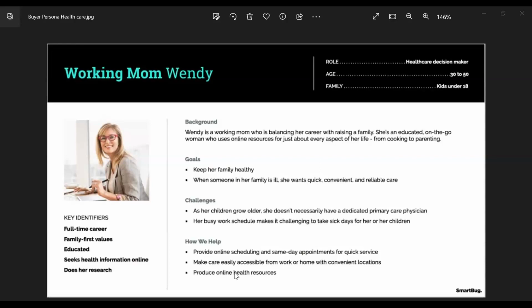And then produce online health resources. So she might not always have the time to book an appointment or come down to their location. So they're also going to provide online health resources that she can quickly go through and make a quick fix on maybe very simple matters that she can take care of for her children from her end with their resources, instead of running down to the clinic or running down to the hospital.